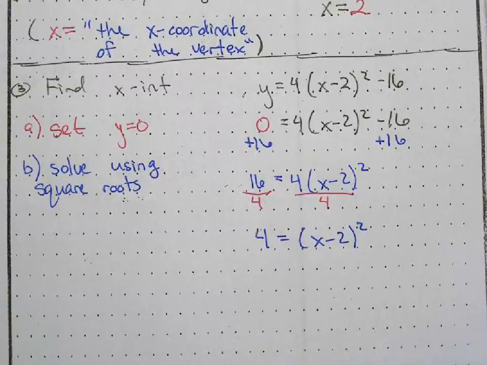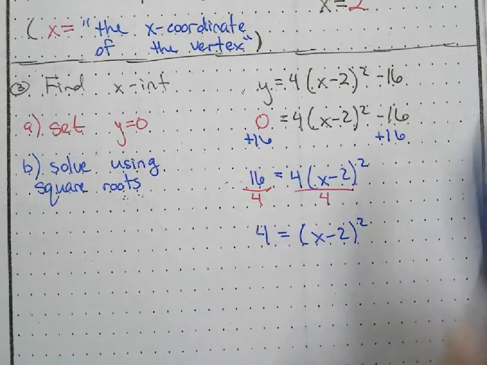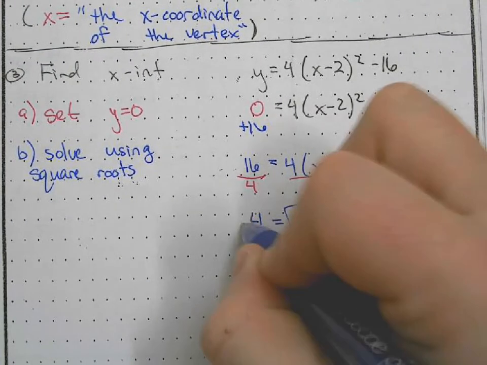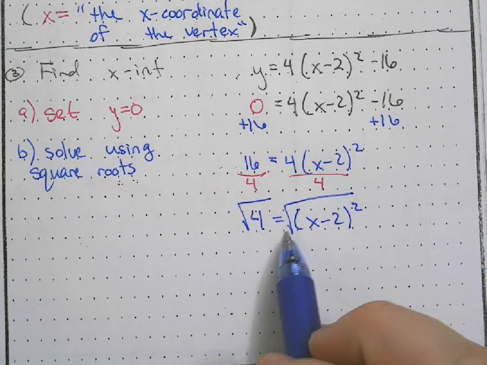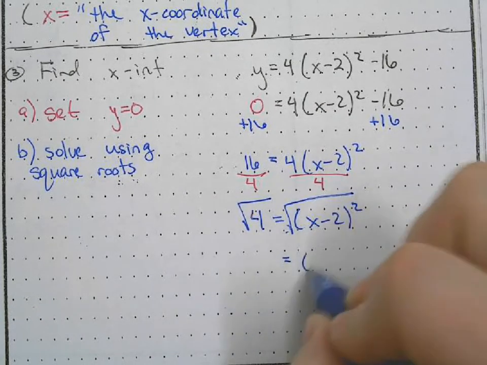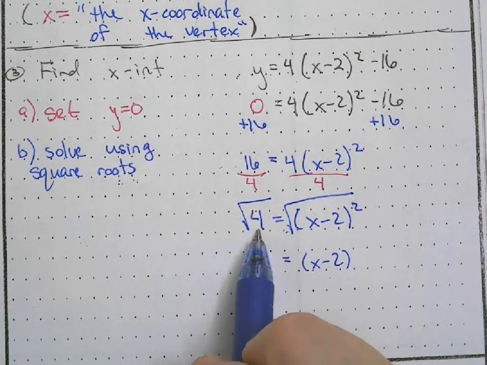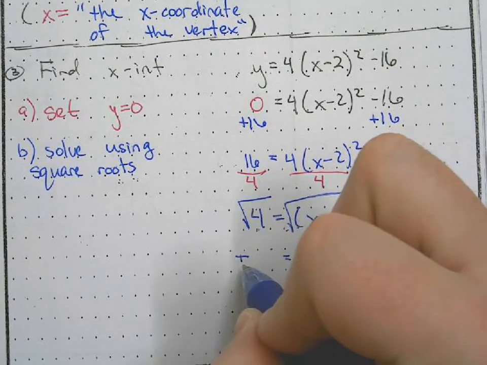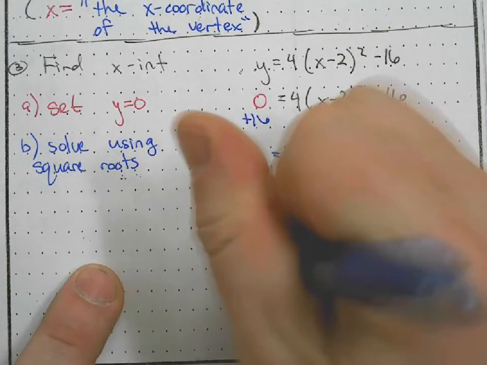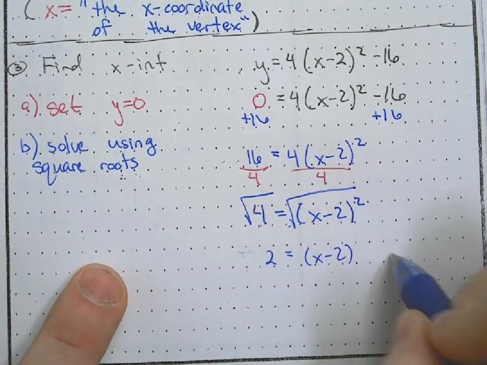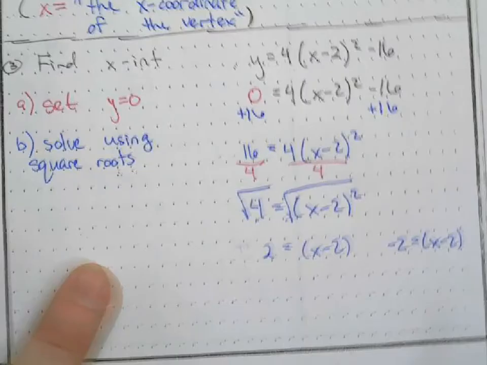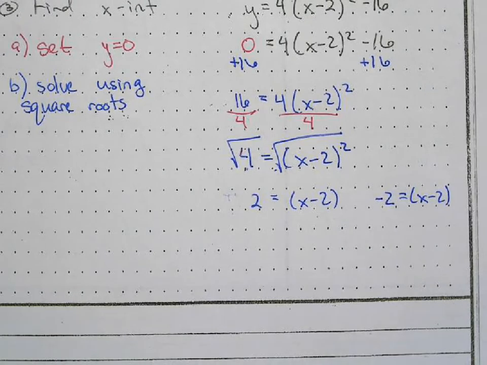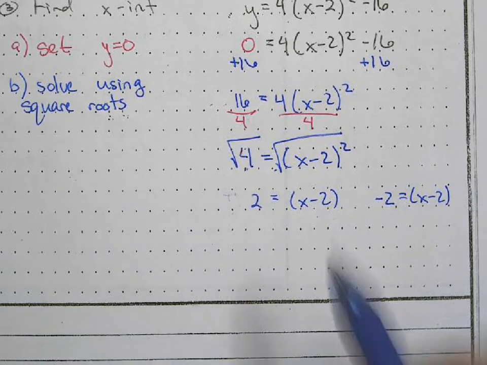So I've isolated the square. Got the squared portion all by itself, adding 16 to both sides and dividing both sides by 4. Then we'll take the square root of both sides. The square root gets rid of my exponent of 2. But then when I take the square roots, I get the plus and the minus. And now we solve each one.